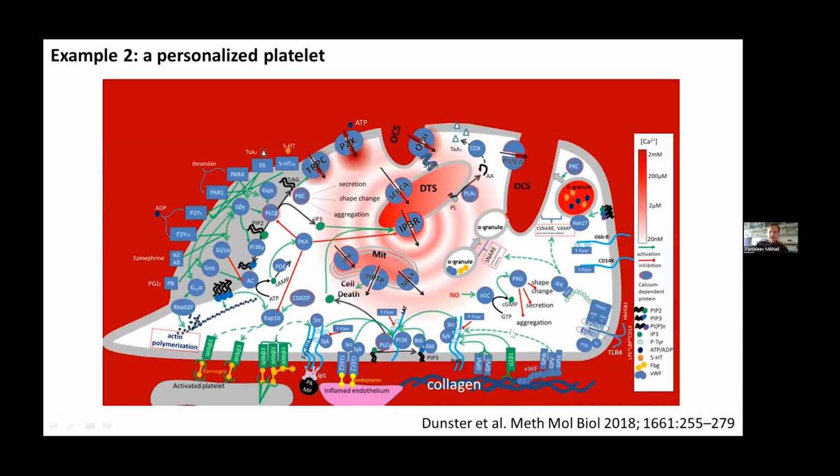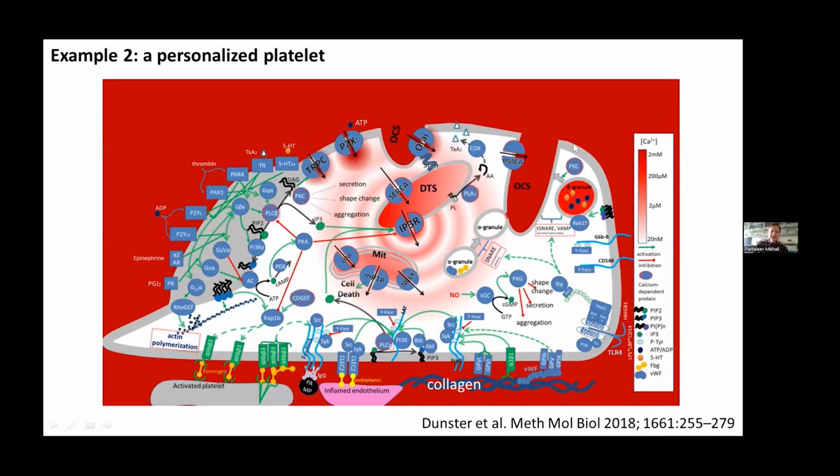Another story that I would like to describe briefly is the problem of platelet signaling. Platelets are cells that regulate hemostatic response. They aggregate, and in order to aggregate, they need to be activated, which is controlled by a huge network, which I will not describe in detail.